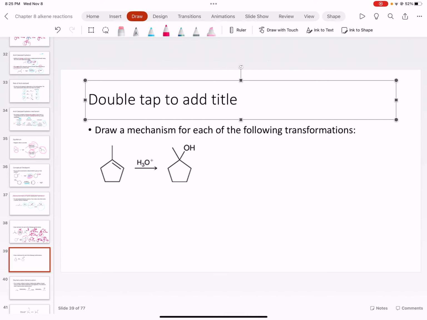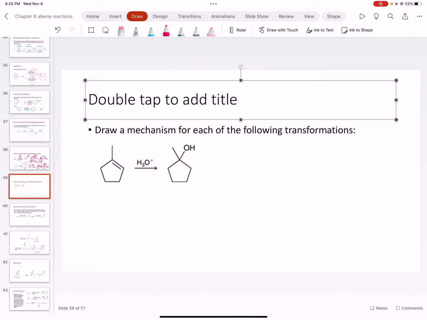And I think afterwards, I don't really show that many mechanisms, or I don't really ask you, because they do get a little bit more complicated. So I feel like those ones are the easier ones, which are more likely to show up on a test than the other ones. Okay, so draw the mechanism for the following reactions.